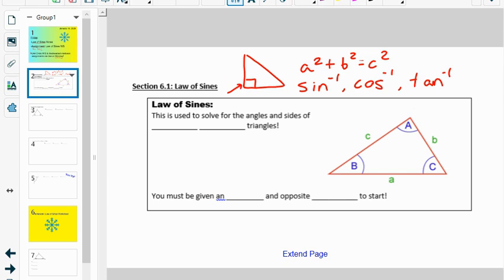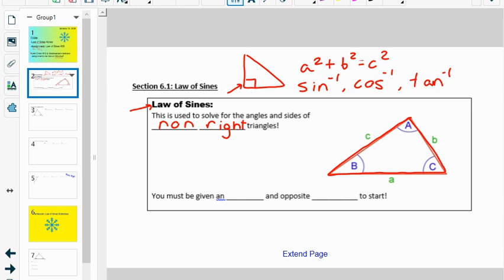But all of this only works if you have a right triangle. Now, not everything in the world is a right triangle, so we have to be able to find the missing angles and sides of non-right triangles. So that's where the law of sines comes into play. This is used to solve for the angles and sides of non-right triangles. Like the picture here, this shows a non-right triangle because there are no right angles. Obviously, it has angles and sides, and so we need to be able to solve for those.